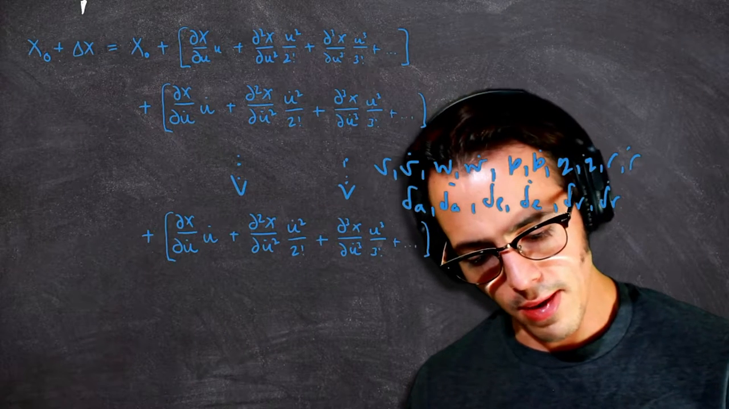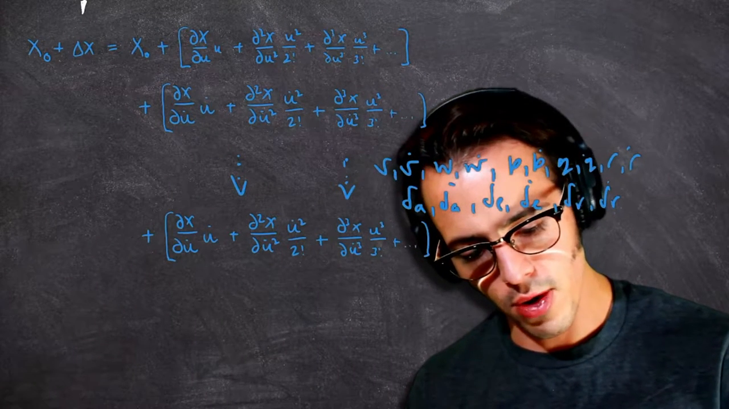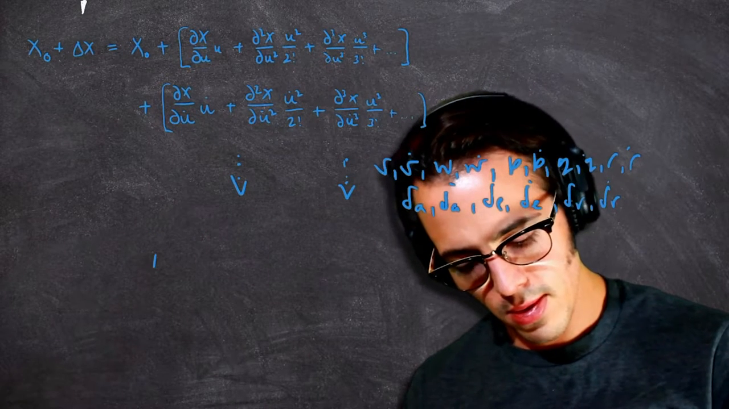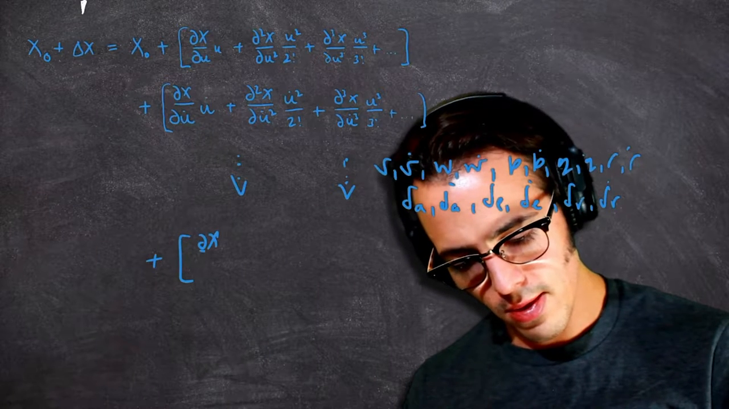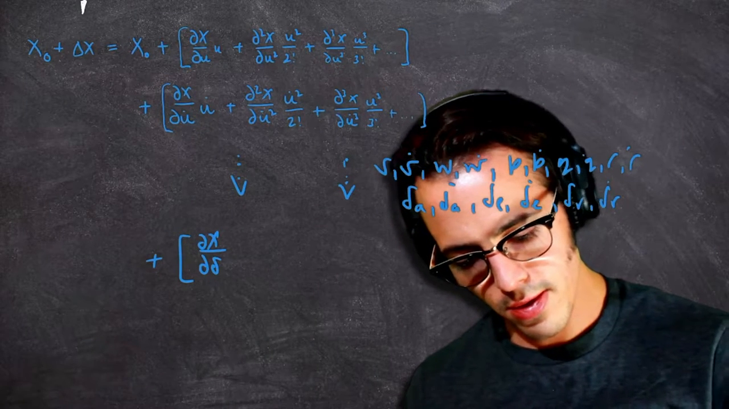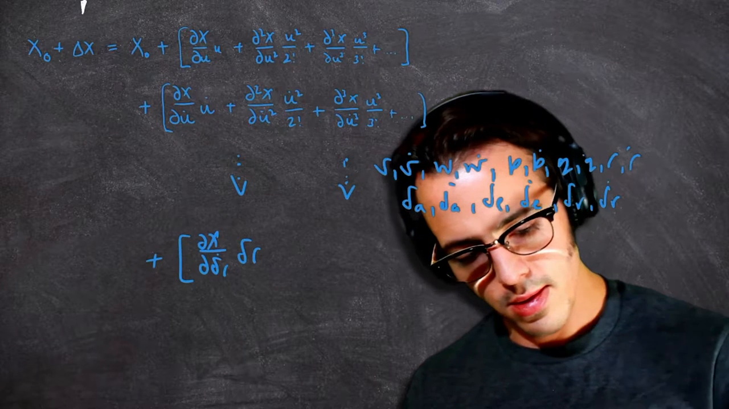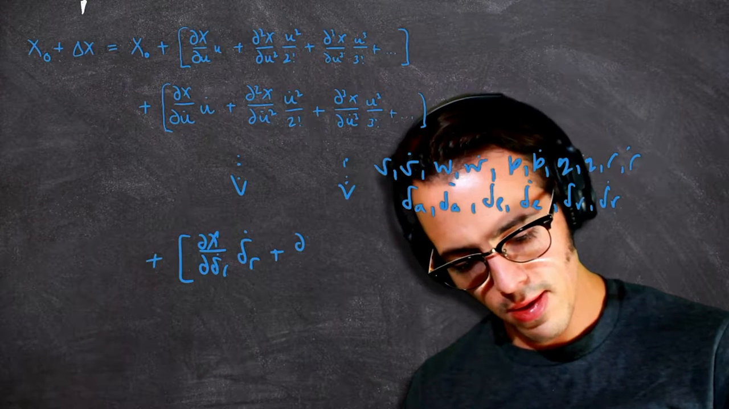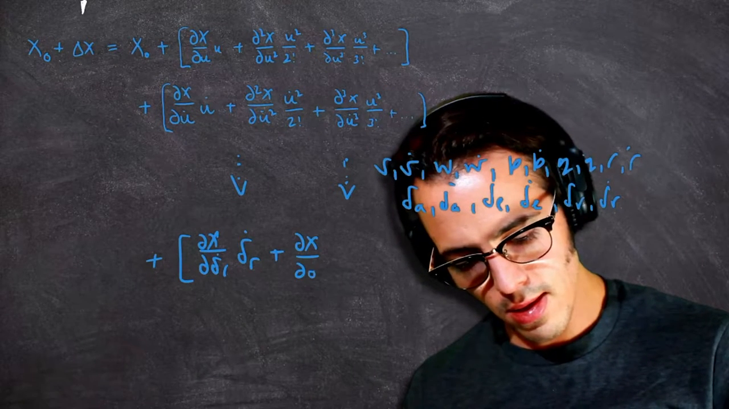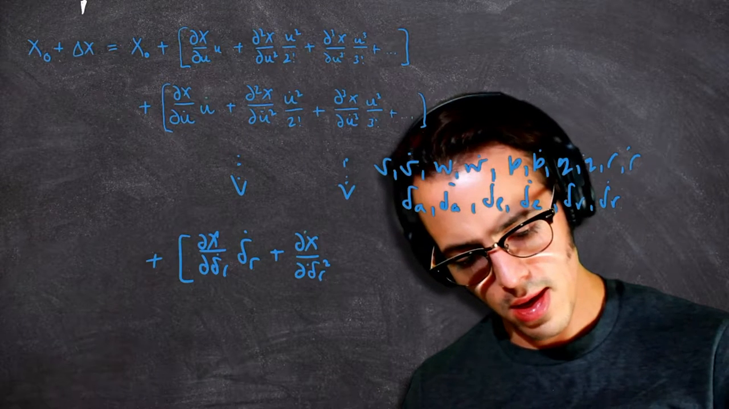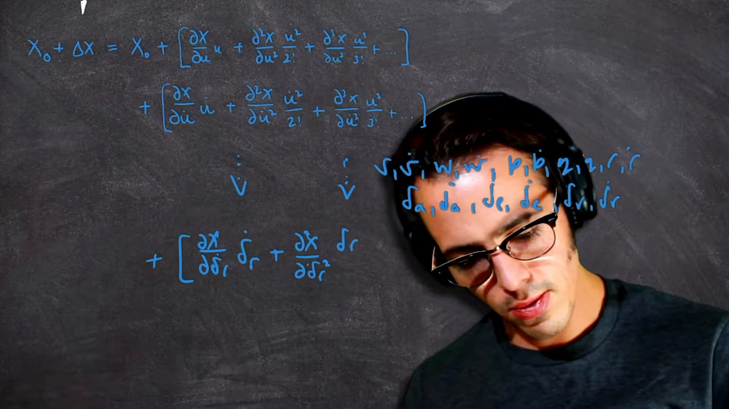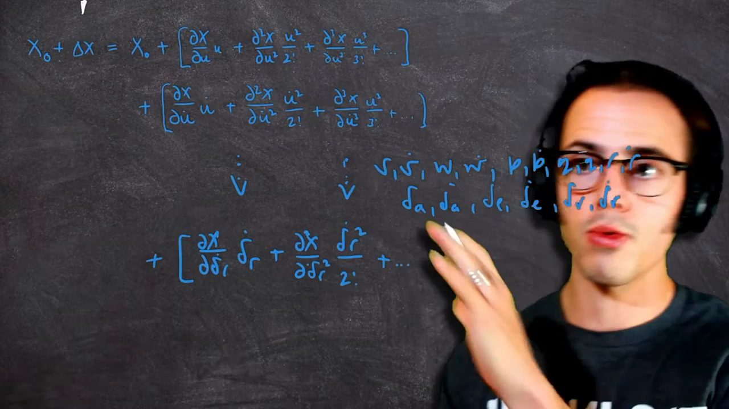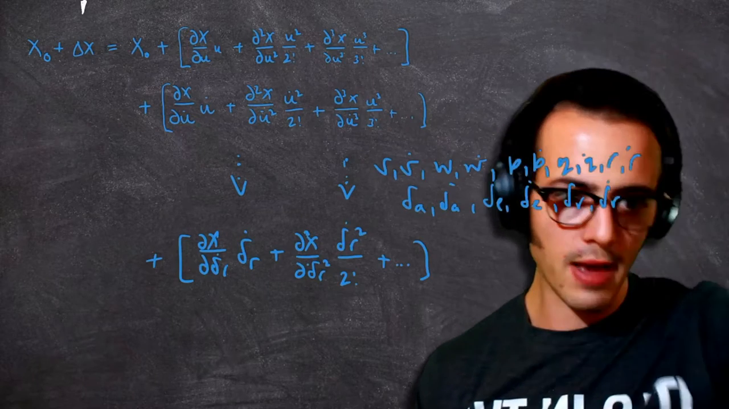So this last one down here should be my control derivatives. I'm just going to write that out in full. So we would have plus dX on d delta r dot multiplied by delta r dot, plus d2X on d delta r dot squared multiplied by delta r dot squared on 2 factorial, and I'm not even going to write the third one out. I'm just going to say that these all continue to infinity.